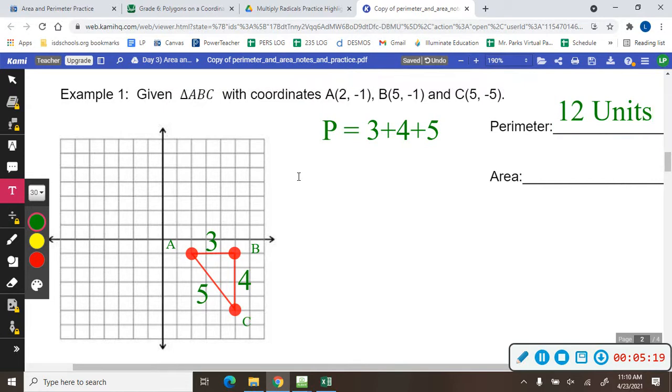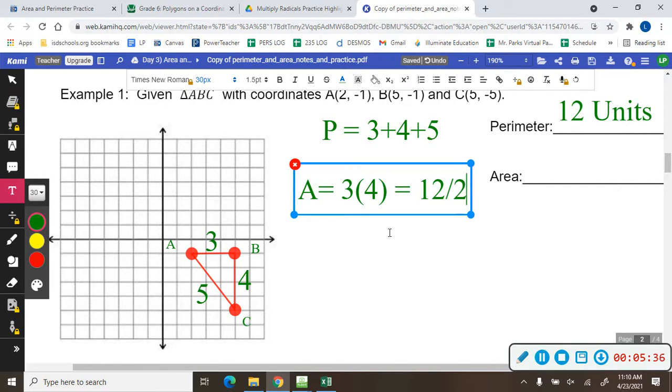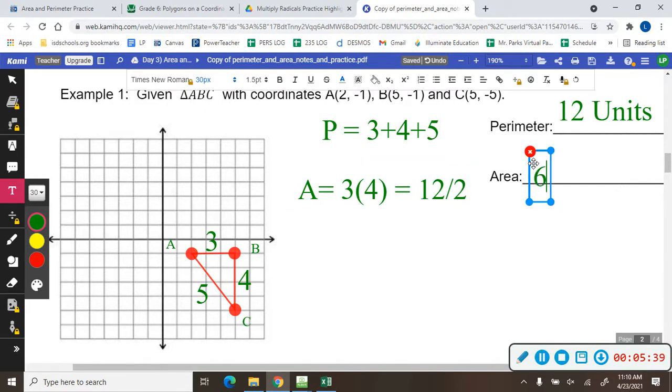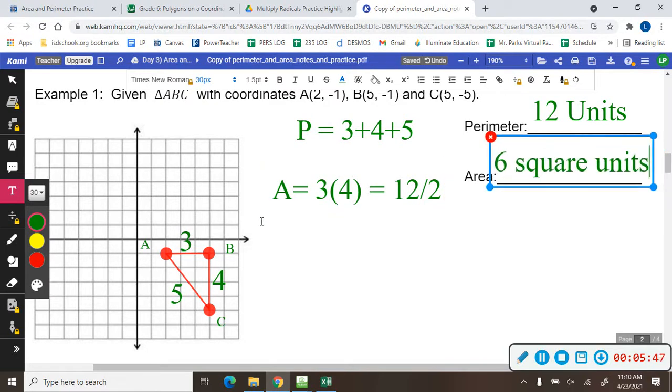For area, on a triangle, you take the base times the height. So you take 3 times 4, which is 12. And then you divide that by 2. So you get 6. So I'd say that the area is 6 square units. That means if you were literally to count the squares, it would be 6 squares that would fit inside. You got 1, 2, 3, and then between the rest you get 6. 6 square units.